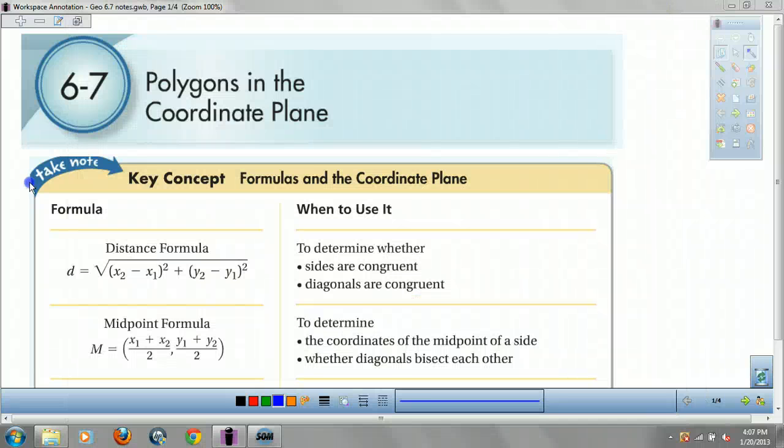Today we are going to look at 6.7, polygons in the coordinate plane.